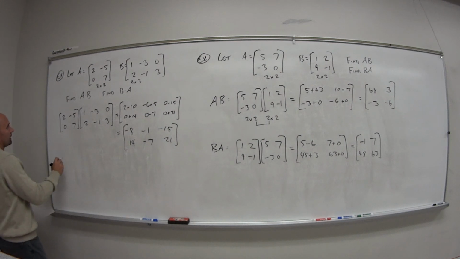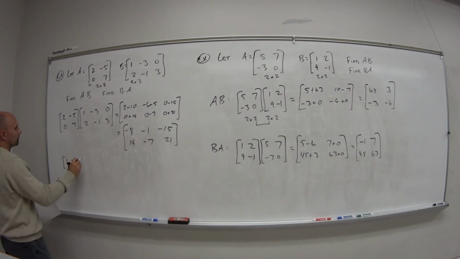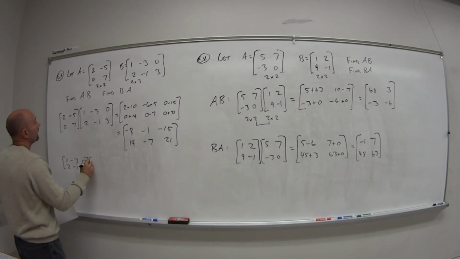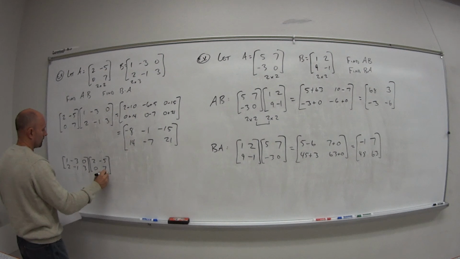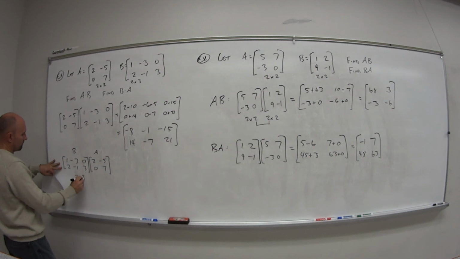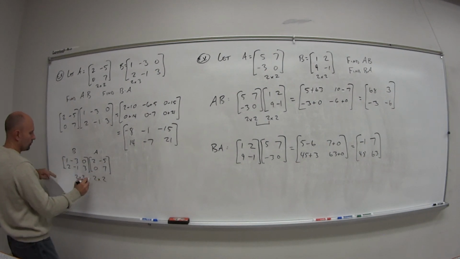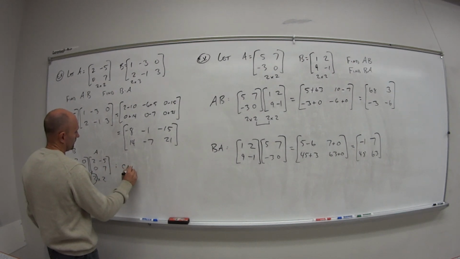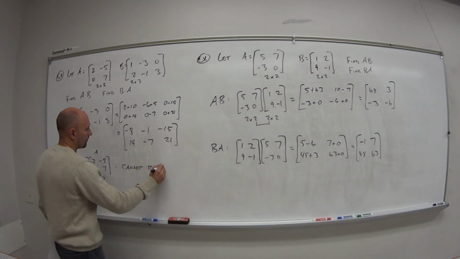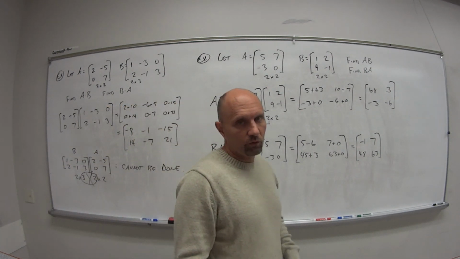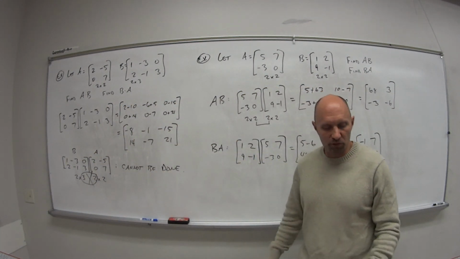How about B times A? So now we have 1, negative 3, 0, 2, negative 1, 3, and what do we have here? 2, negative 5, 0, 7. So this is B, this is A. So we have a 2 by 3 matrix here. Here we have a 2 by 2. These guys are not the same, therefore it cannot be done. So we say that that matrix is undefined. Cannot be done, undefined.